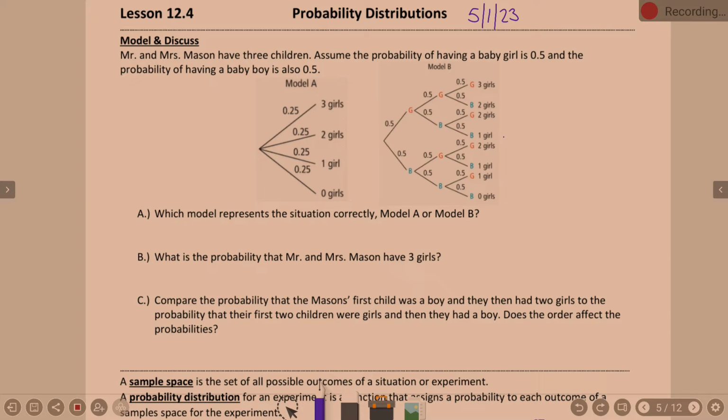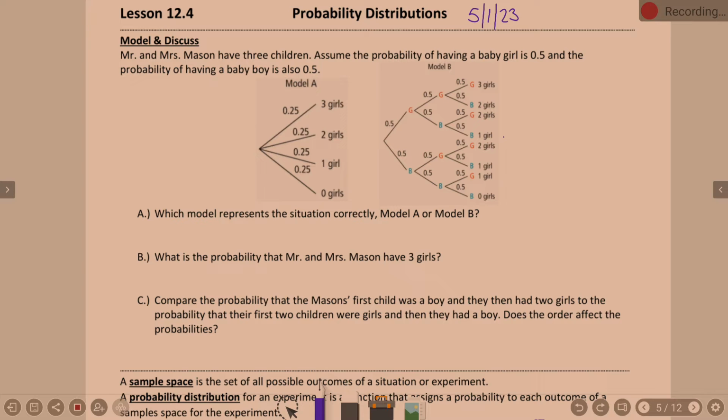And here's the thing to think about probability-wise. This is showing that the probability of having all 3 kids being girls is 0.25. Probability of 2 of the kids being girls is 0.25. Probability of 1 of them being a girl is 0.25. And the probability of none of them being a girl is 0.25. Is it going to be equal probability every time? No. It's not. It is in the other one.